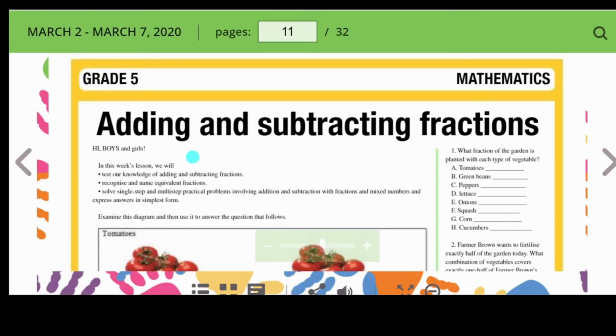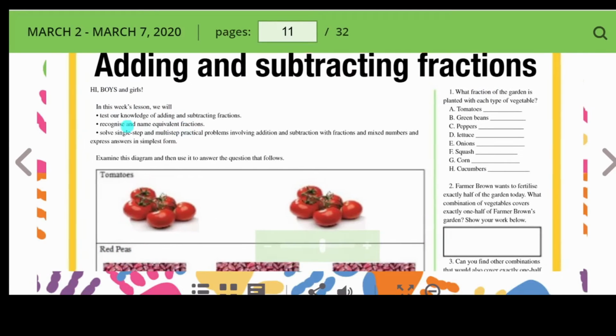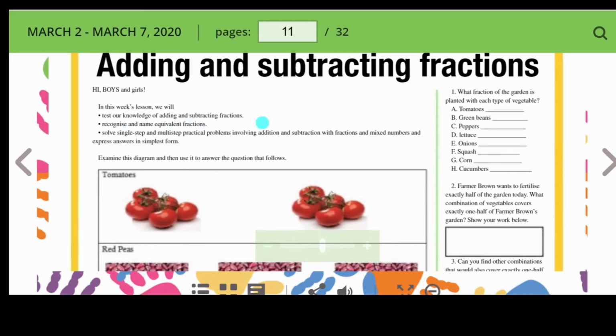In this episode, we're going to be looking at adding and subtracting fractions. Hi boys and girls, in this lesson we will test our knowledge of adding and subtracting fractions. We will recognize and name equivalent fractions and solve single step and multi-step practical problems involving addition and subtraction with fractions and mixed numbers and express answers in the simplest form.